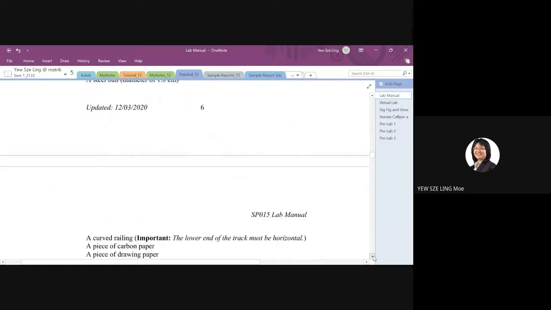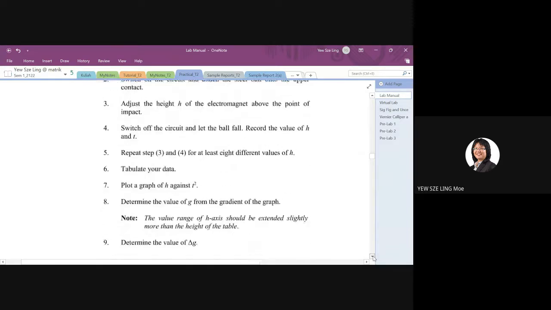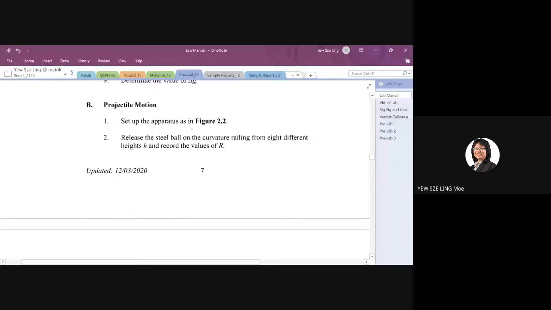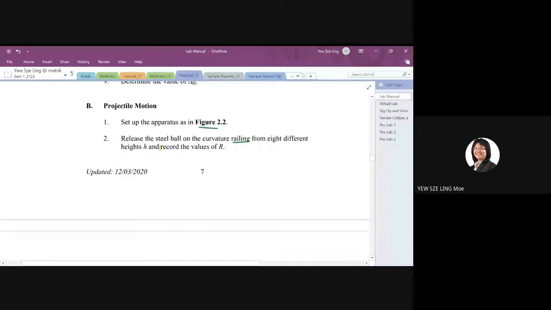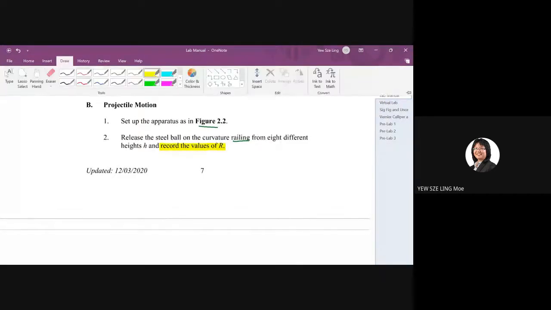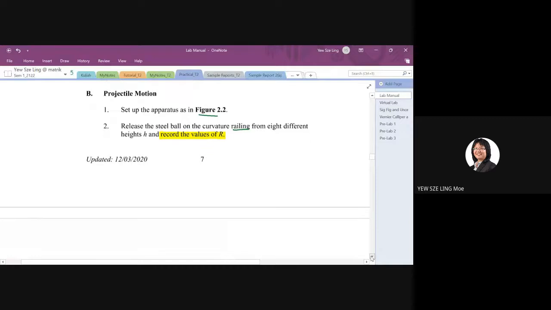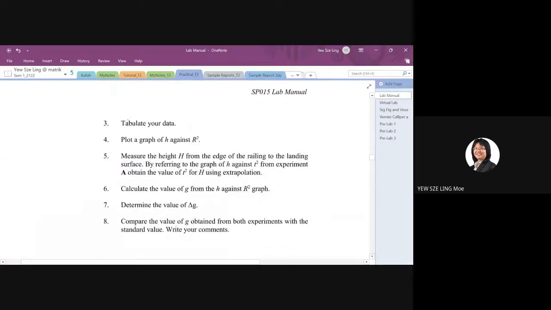So in this experiment, let's go through the procedure. You set up the apparatus as shown in the figure just now, and then release the steel ball on the railing from 8 different heights. And then you record the values of R. So you are recording the value of range. And after that, you tabulate your data and then you plot the graph of H against R squared.